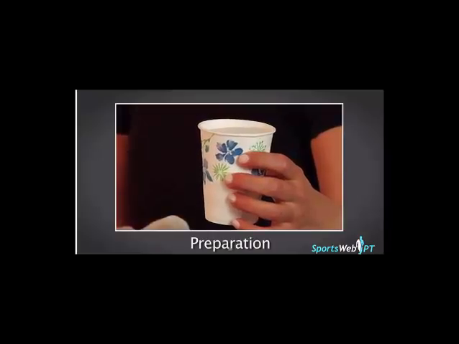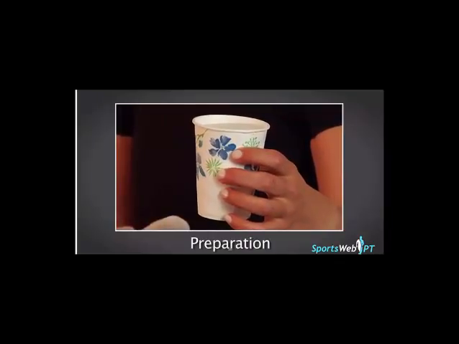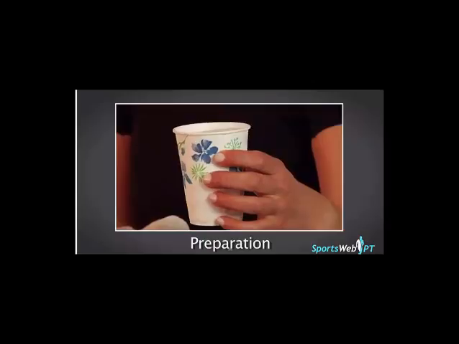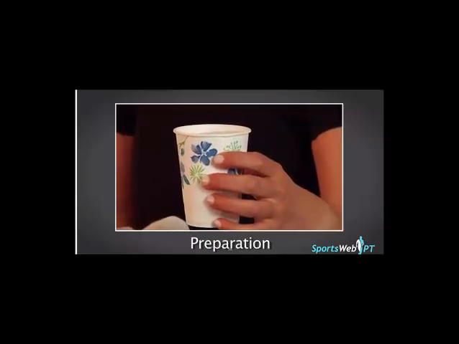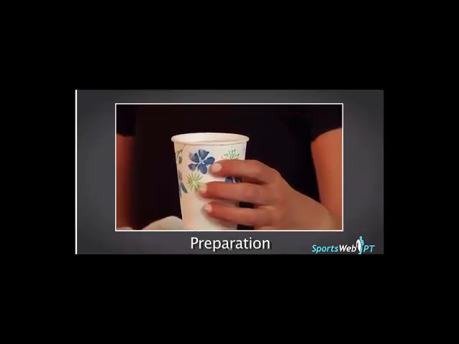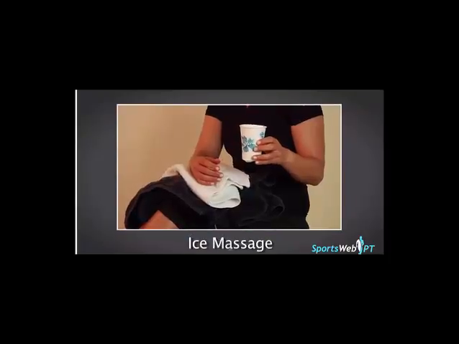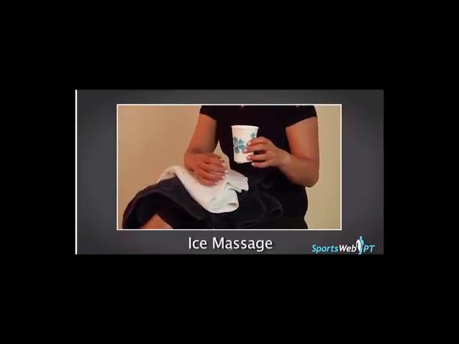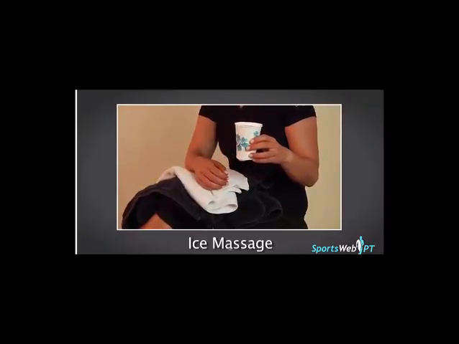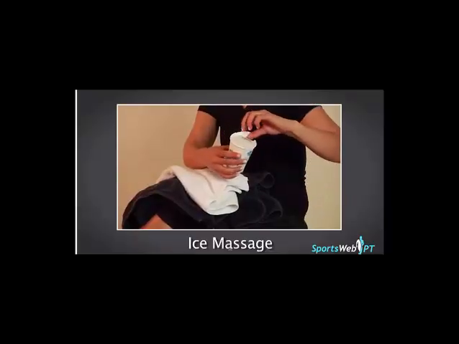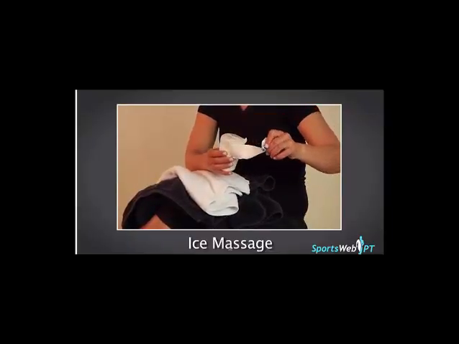Preparation. Take a paper or styrofoam cup and fill it 3/4 full of water. Place the cup upright in a safe location in your freezer. Wait several hours for it to freeze solid. You may want to make several ice cups for future use. Remove the frozen ice cup from the freezer and carefully tear away the top half of the cup to expose the ice.